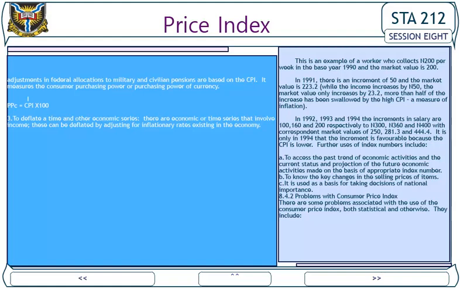3. To deflate a time and other economic series. There are economic or time series that involve income. This can be deflated by adjusting for inflationary rates existing in the economy.